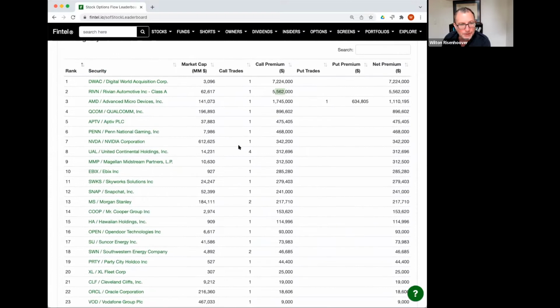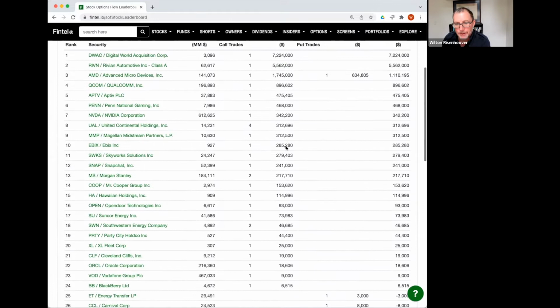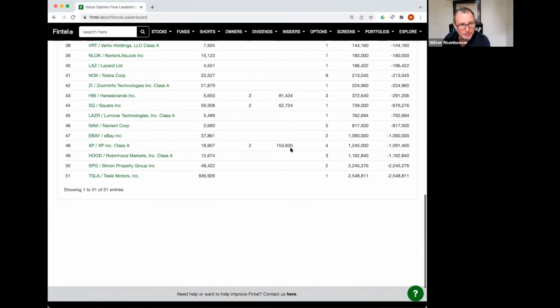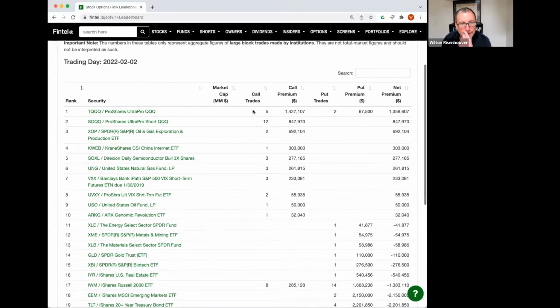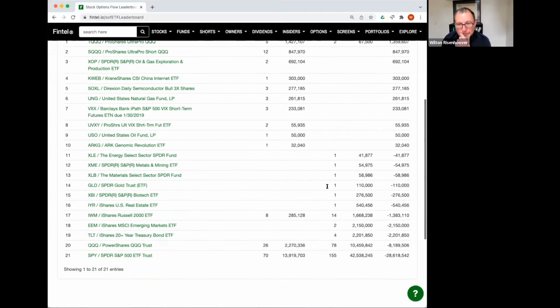So this is interesting. Here's a company that's got 4 trades, total premium of $312,000. This is all today's data, 51 big events. You can also look at ETFs, latest day ETFs here. And you can see, okay, here we have mostly negative sentiment.